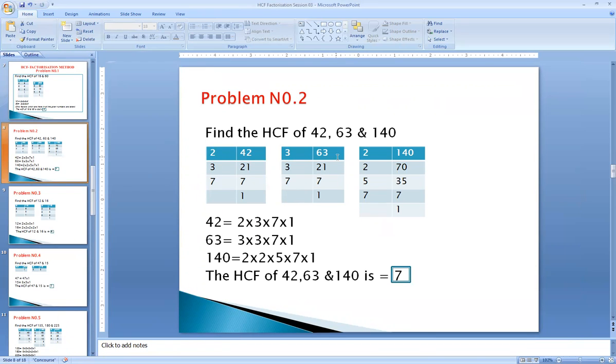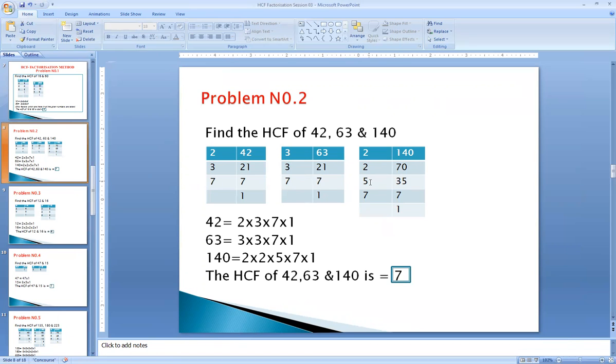Then we go to the second number, that is 63. To divide 63, divide by 3: 3 21s are 63. Then 21 will be divided by 3: 3 7s are 21. As 7 is a prime number, it will be divided only by 7: 7 1s are 7. Then we go for the next number, that is 140. 2 70s are 140, 2 35s are 70.